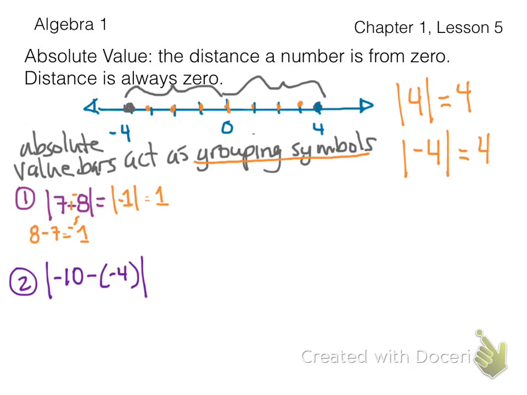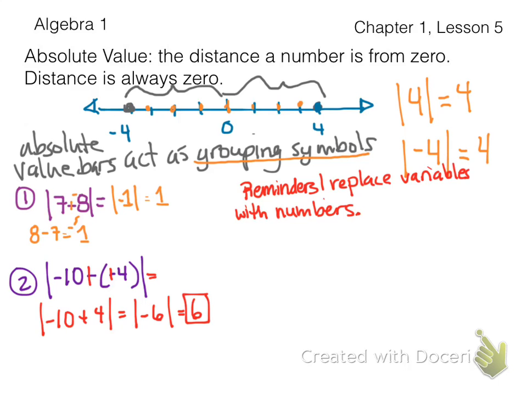So I need to add the opposite to turn that subtraction problem into an addition problem. Take the opposite of the second number, and I'm going to end up with negative 10 plus 4. Going to subtract because the signs are different. 10 minus 4 is 6, but it's going to be a negative 6 because the 10 is furthest from 0 and is going to donate its sign right there. So now I have the absolute value of negative 6. The absolute value of negative 6 is 6 because negative 6 is 6 units from 0.